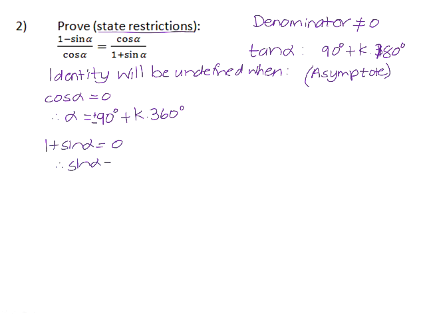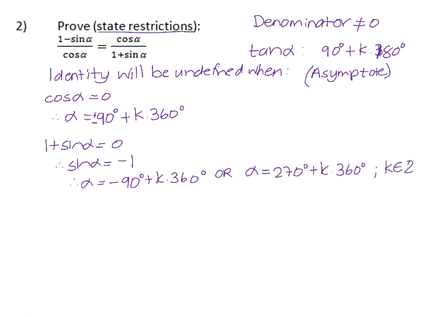So therefore, sine alpha will be equal to negative 1. And if we work out the shift sine of negative 1, we get negative 90 degrees plus k times 360. Or the general solution for sine is also 180 minus the negative 90. So that will be alpha is 270 degrees plus k times 360. And for all of these, the value of k must be an integer. Okay, now that we've stated the restrictions, we can go ahead and prove the identity.